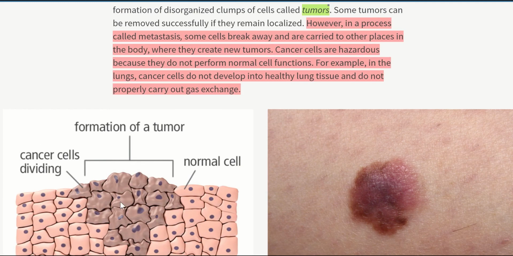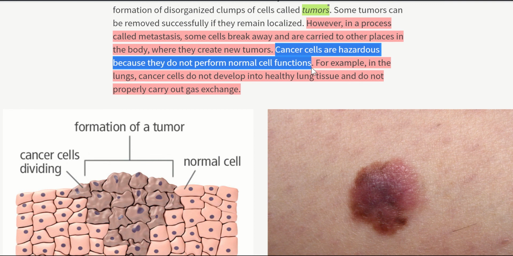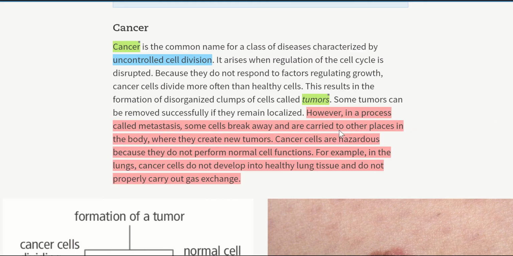Another thing that's important to know about cancer is that these cells don't necessarily perform a function, right? And so what happens is, it says right here, cancer cells are hazardous because they do not perform the functions of the normal cells. So for example, if this is a skin cell, they have jobs. And this tumor right here is not going to do the same job as these healthy cells, right? If you have cancerous cells in an organ, for example, your liver, your kidney, your heart, really anywhere, we can find cancerous cells and tumors anywhere. Those cells aren't going to perform the function that we need these cells to do.